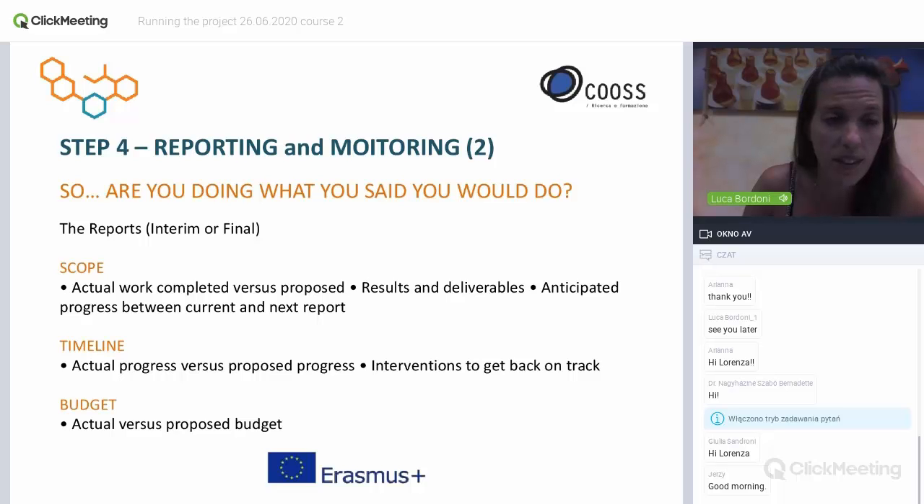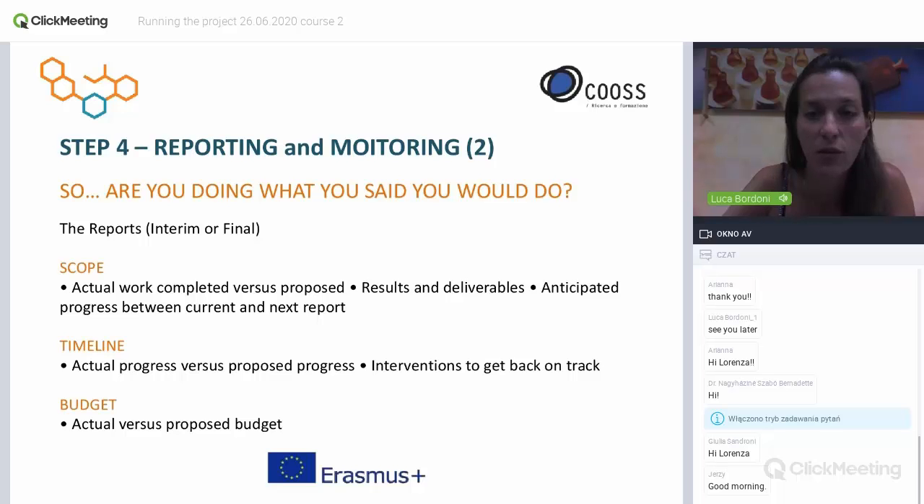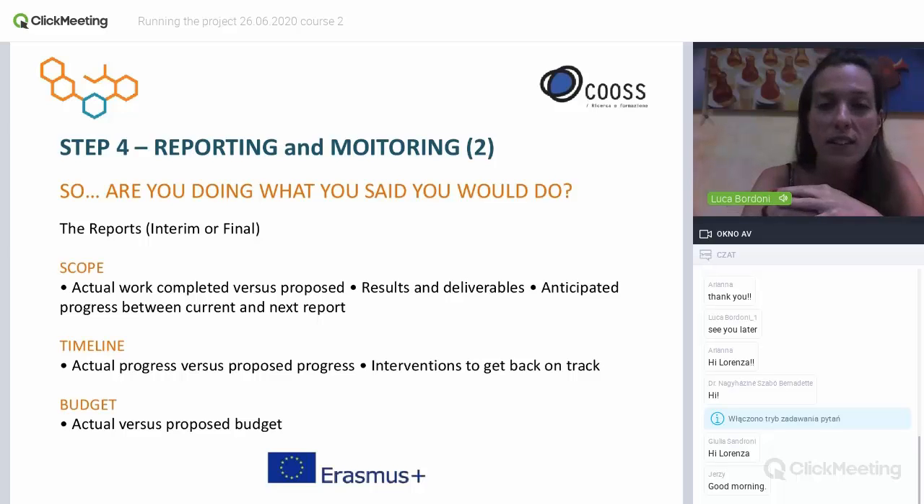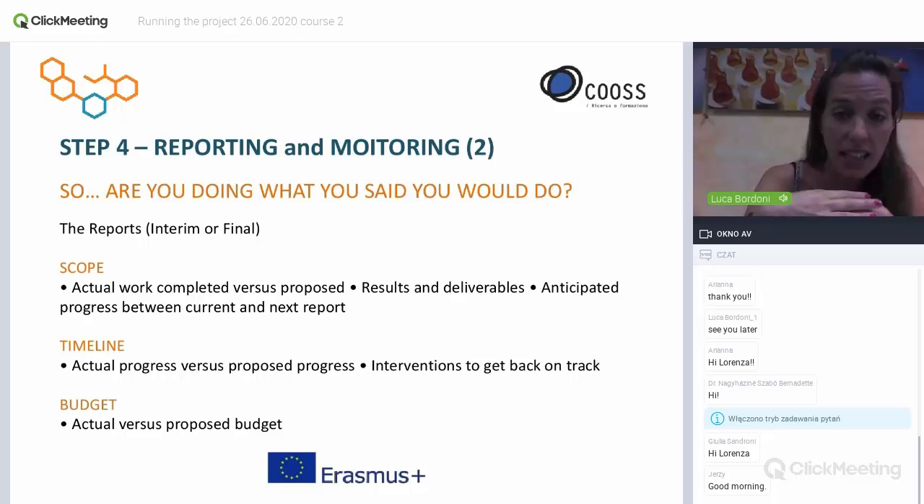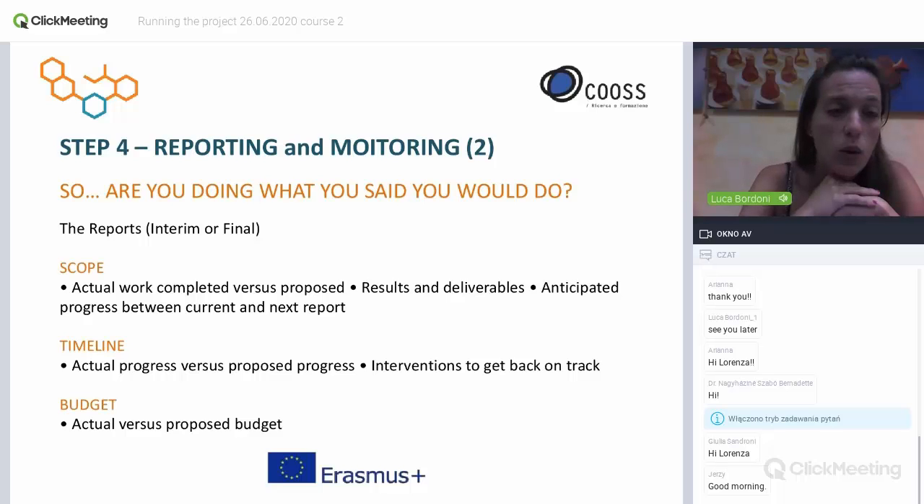And how can we give this information in a very efficient way, that we are doing what we declared in our grant agreement. The main tools we have are reports. Reports may be interim or final. What I mean are all reports describing milestones achieved during the realization of the project.